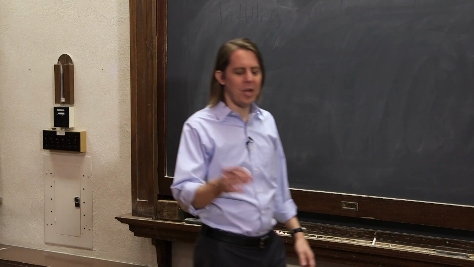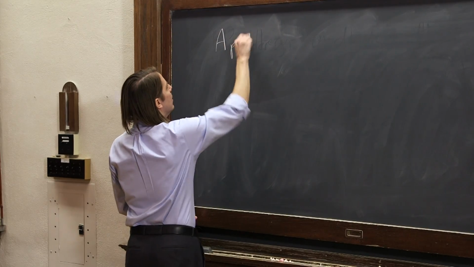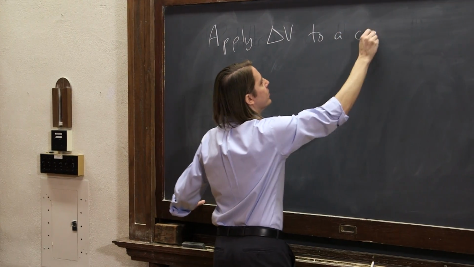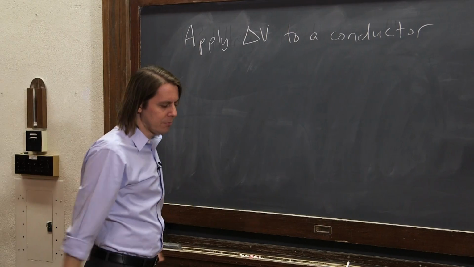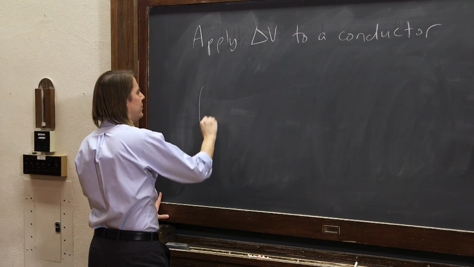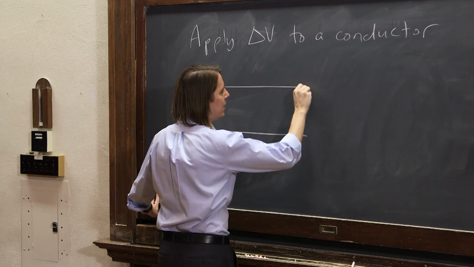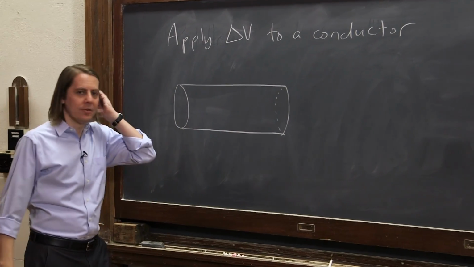Let's look at the details of what happened when that wire burst into flames. We decided to apply delta V to a conductor. And clearly, somebody was not happy about it. So let's zoom in on a piece of that wire. Draw it kind of like this. It was a conductor, and it was a cylinder. And that's what we did.